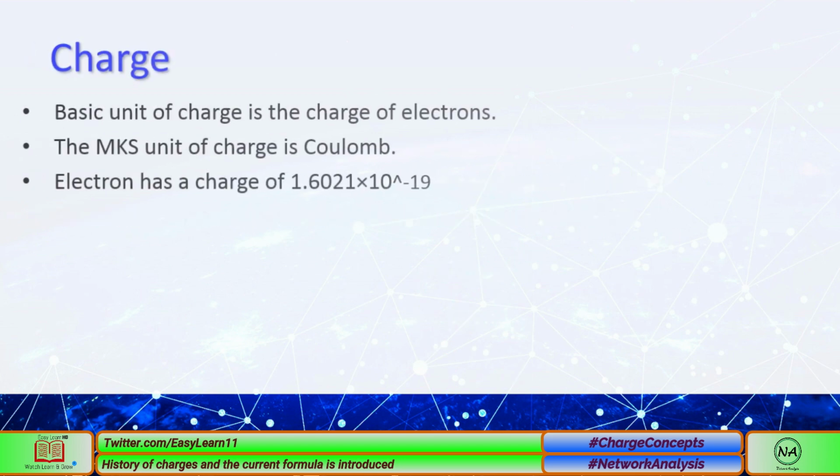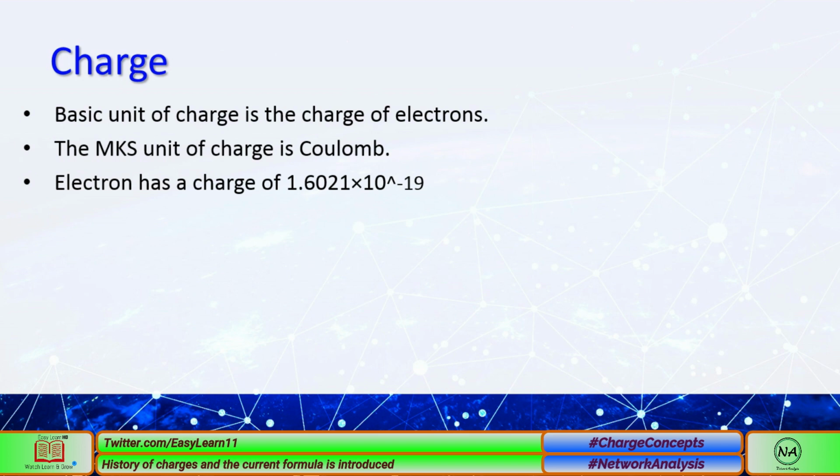Let's go towards another thing, the basic units. The MKS system means the standard system of meter, kilogram and second. This is the standard system used, and we discuss the basic unit of charge. The unit of charge is simply the charge of the electron. If the electron has, suppose, one charge, then the charge of the electron is the basic unit of charge.